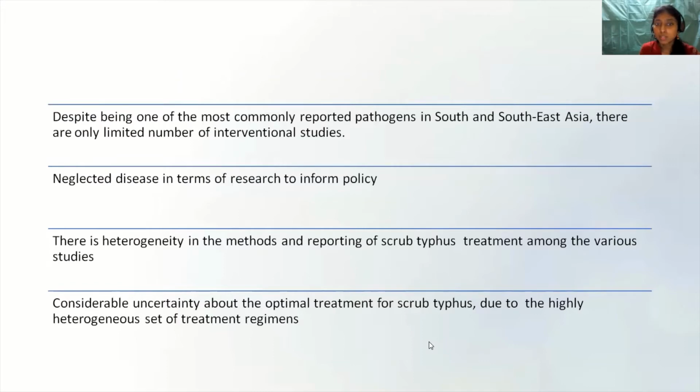So despite being one of the commonly reported pathogens in Southeast Asia, there are only a few, limited intervention studies done in this. It's a neglected disease in terms of research to inform policy. So there's a lot of heterogeneity among the studies in their methodology and reporting of scrub typhus. And there's uncertainty about the treatment because all the studies have used heterogeneous treatment regimens. So currently in CMC, the INTEREST trial is going on, which is comparing the use of IV doxycycline versus IV azithromycin versus both IV doxycycline and azithromycin among hospitalized patients with severe scrub typhus infection.